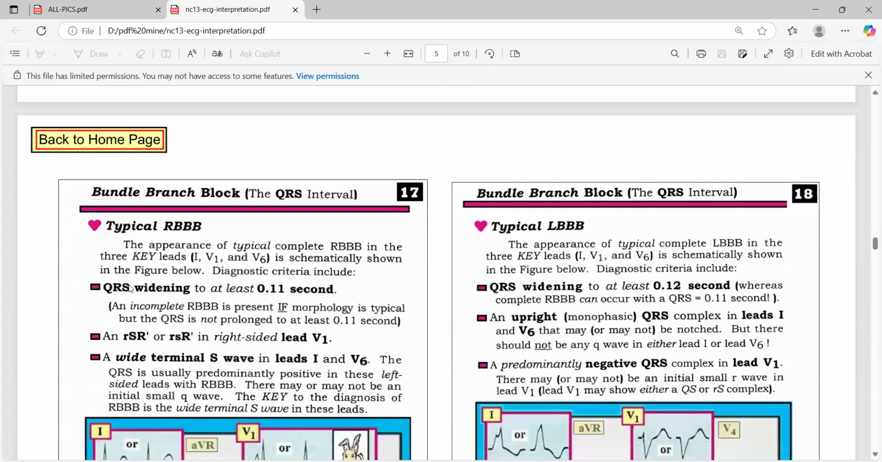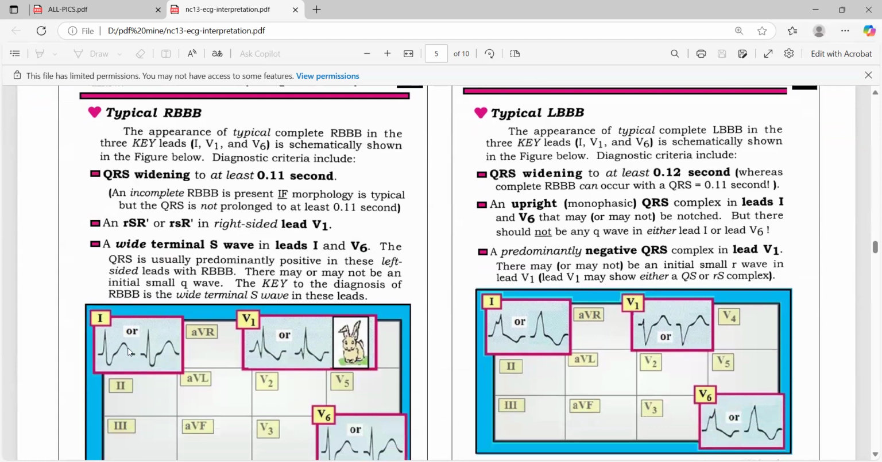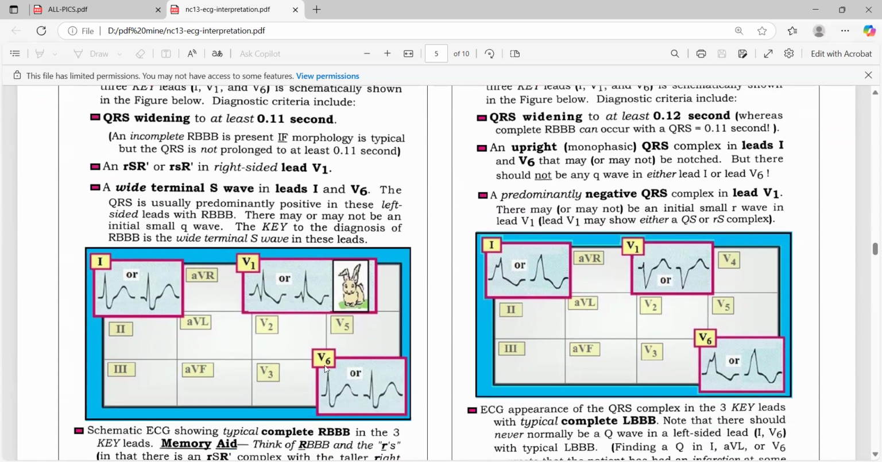How do you check that this is a right bundle branch block? There is QRS widening, which we already know, to at least 0.11 seconds. So there should be more than two boxes there. And then an RSR pattern, with lead 1 a little bit prolonged. Then we look at V1 and V6, and you can see a little bit of an M here. So if you can see this M in V1, this is basically a right bundle branch block.